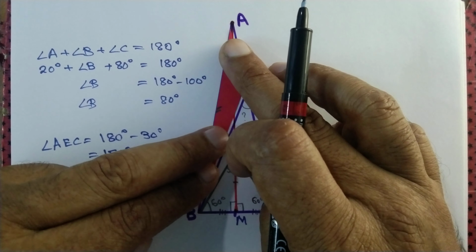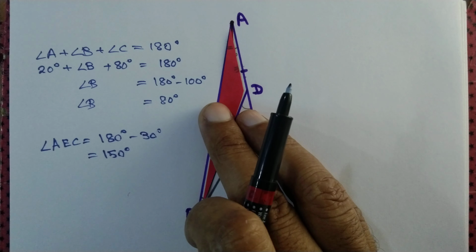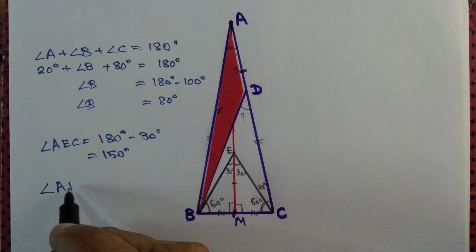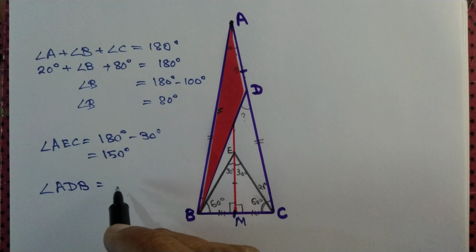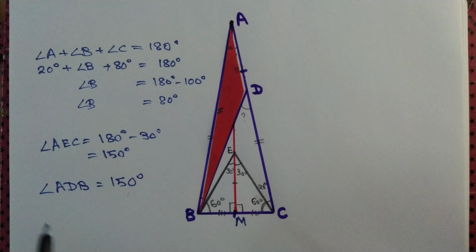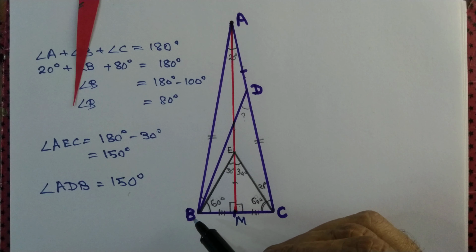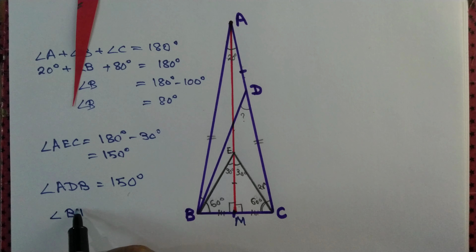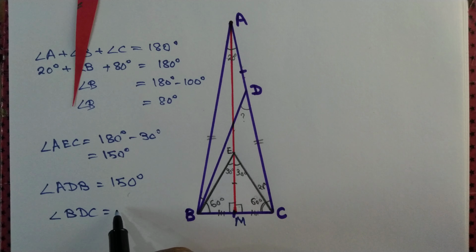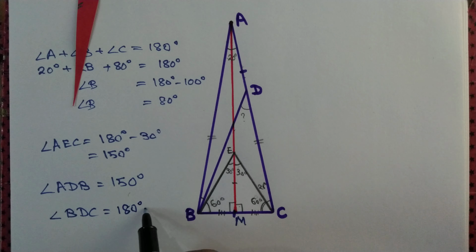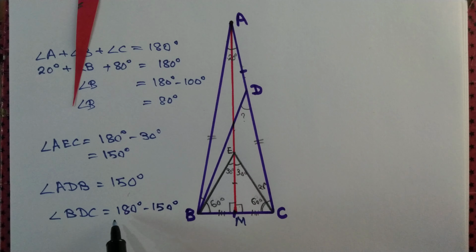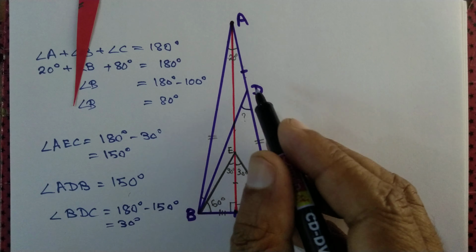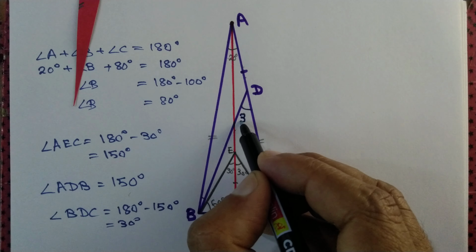And by congruence, angle ADB measures 150 degrees. And lastly, by the linear pair axiom, angle BDC equals the difference of 180 degrees and 150 degrees, that's equal to 30 degrees. Yes, we did find angle BDC, and it turns out to be 30 degrees.